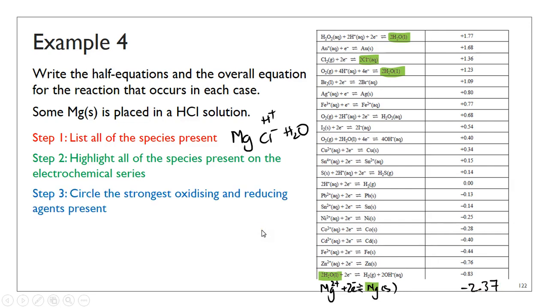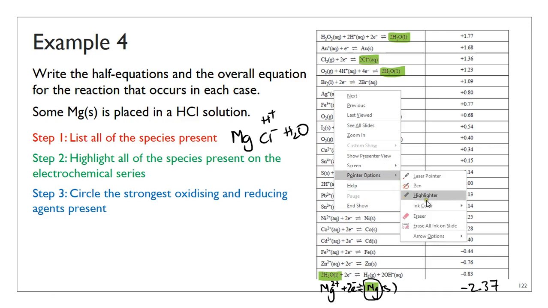What's next? Circle the strongest oxidizing and reducing agent present. There is only one oxidizing agent present, and that's H2O, and the strongest reducing agent present in this case is magnesium. And you can see why you see a reaction, because oh, sorry, another mistake that I have made is I have forgotten to highlight H plus. I was like, hang on, no, the reaction is not between water.